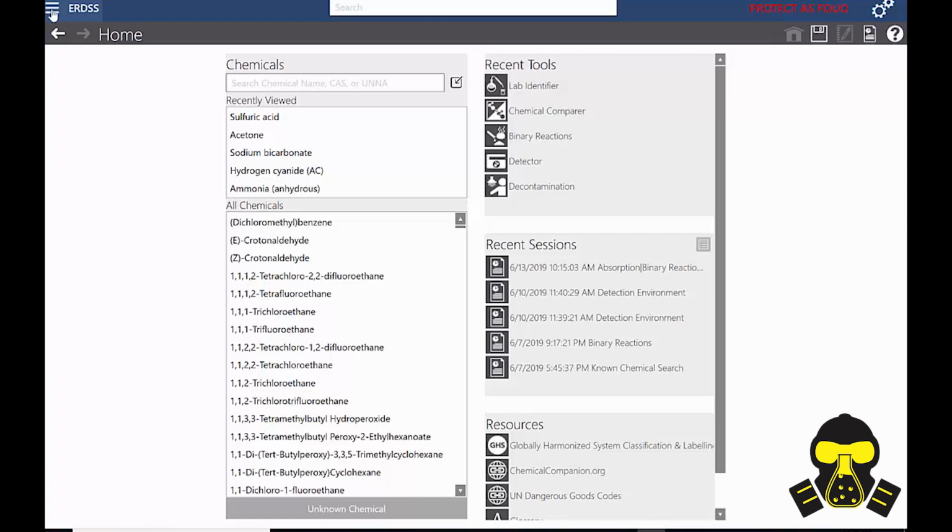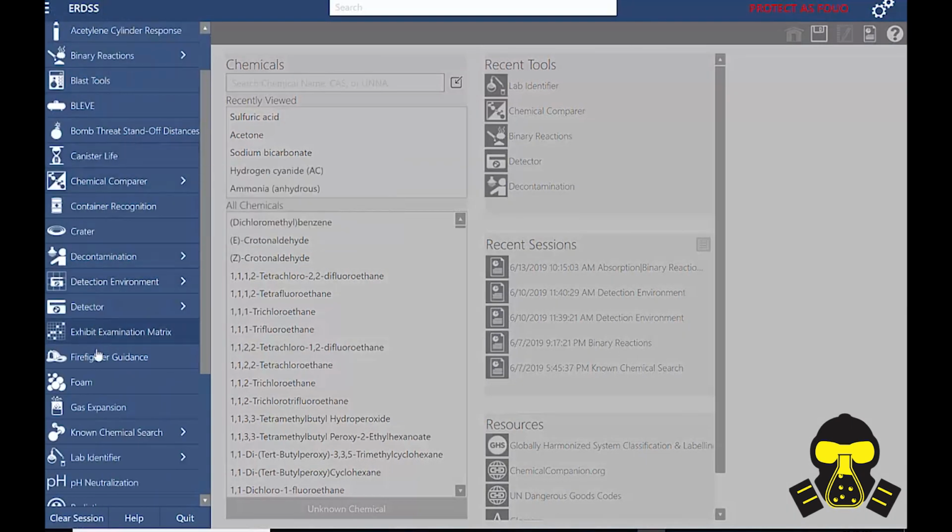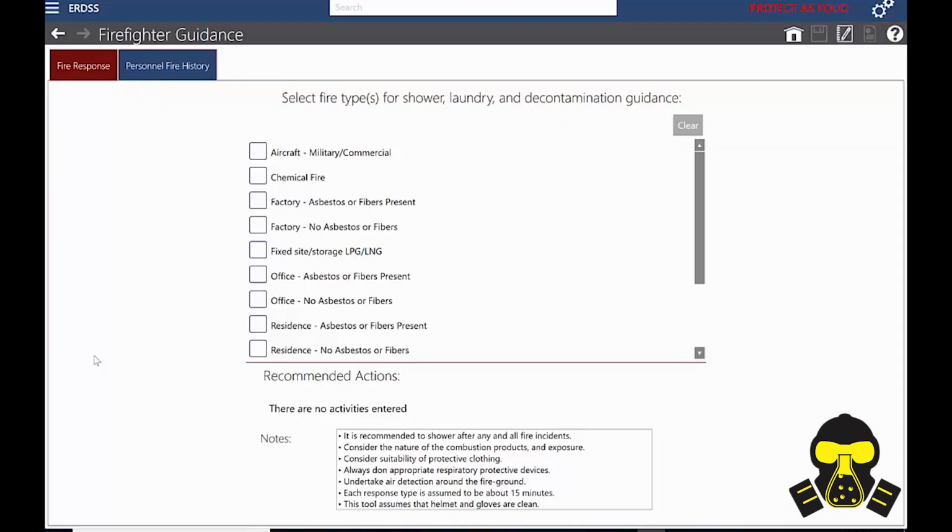All right. But let me tell you the other one I wanted to show you, which is the firefighter guidance, because this is what we hear about all the time: what do we do on a call? How do we know if our turnout gear needs to be washed? We have all these things. So let's say you guys are going to a fire.